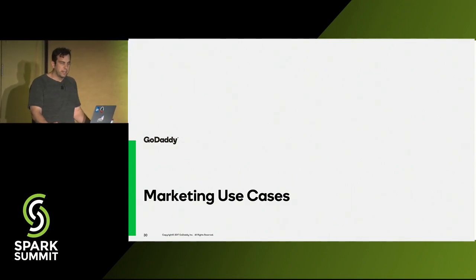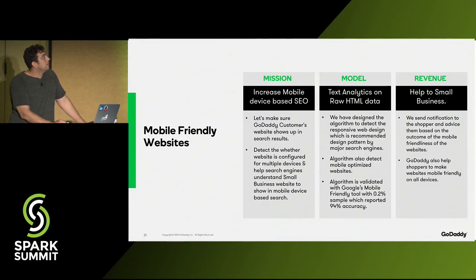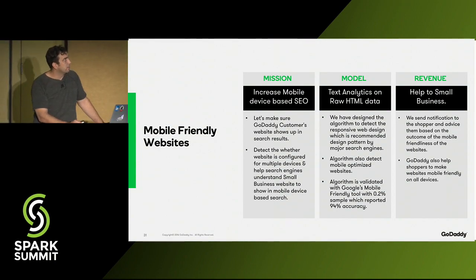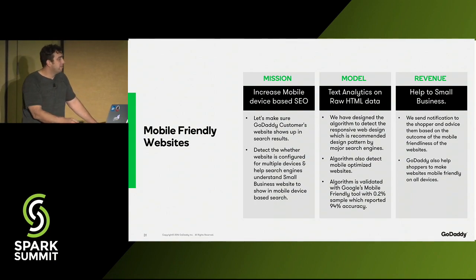Thanks. Yeah, we've already implemented a couple of campaigns based off of what Mr. Campbell was just talking about. First one, mobile-friendly websites. We wanted to reach out to our customers that had websites that were not mobile responsive, since more and more people are visiting websites on their cell phones nowadays. We wanted to let them know that we could help them make it mobile responsive and increase their mobile device-based SEO. So we ran the raw HTML through some text analytics, and we came up with an algorithm to detect mobile-optimized websites and those that weren't.